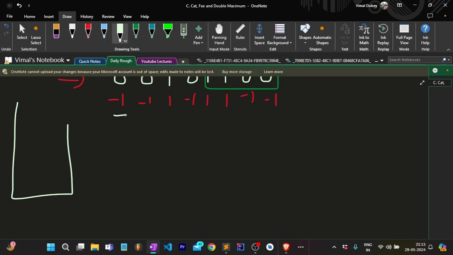First of all, you will start from this point. Okay, this one is -1. So you will ask, okay, is -1 present in my map? No, -1 is not present. So we will store -1 in the map.